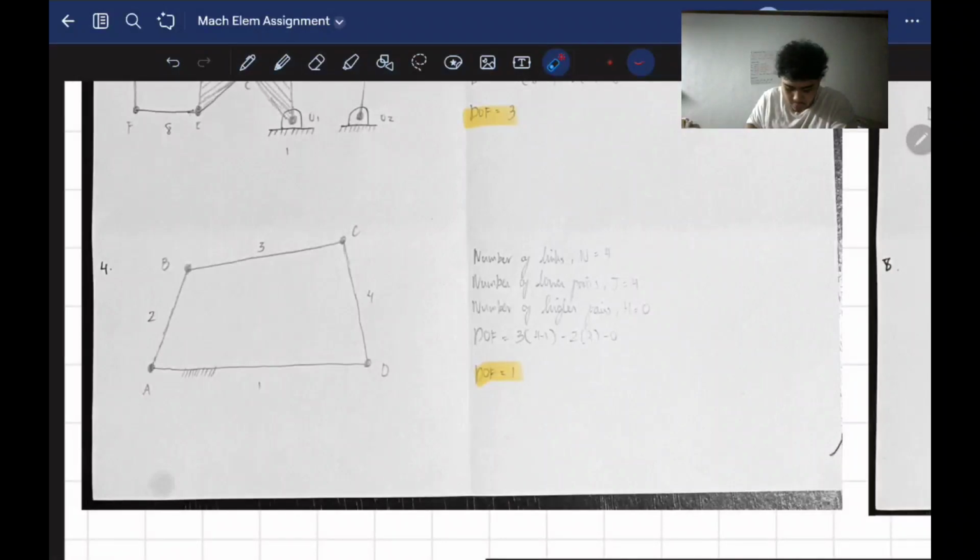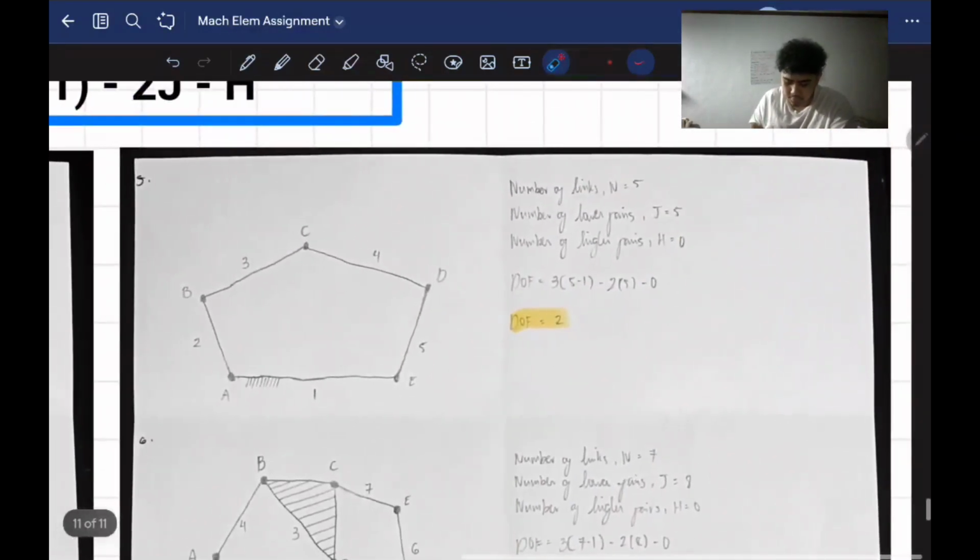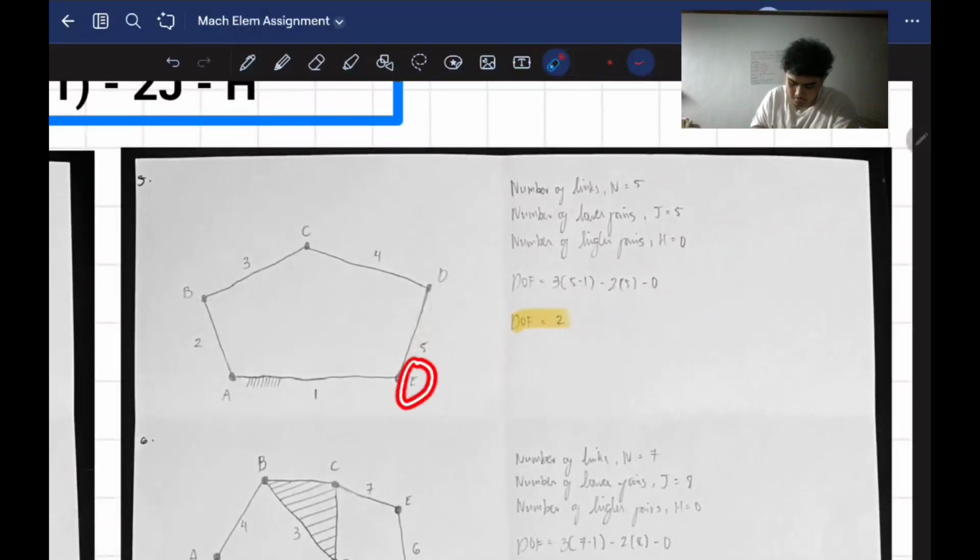For number 4, we have this mechanism. This just means that it is stationed on the ground or in a frame that is solid. So we have a total of 4 links as well as 4 lower pairs, no other higher pairs seen. So with that, we get a degree of freedom 1. For number 5, we can see that there are 5 links and up to letter E, which means 5 lower pairs and 5 links and no higher pairs. We then get a degree of freedom 2.